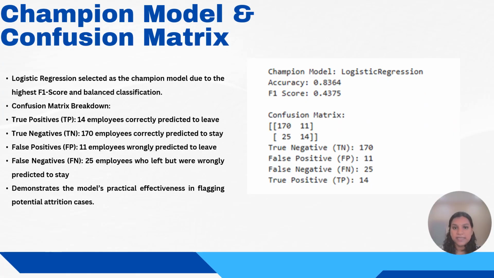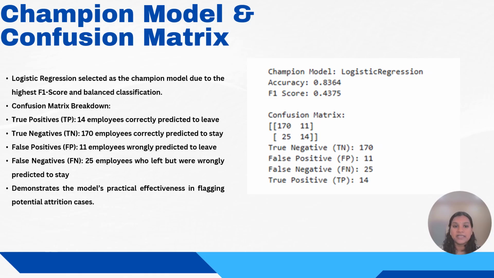Next, I would like to explain the champion model for my research. For this study, logistic regression was selected as the champion model. This decision was based on a strong F1 score of 0.4375 and balanced classification performance compared to the other models. The confusion matrix on the right breaks down the predictions.